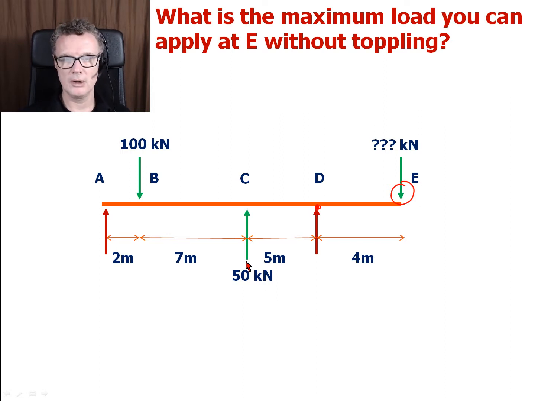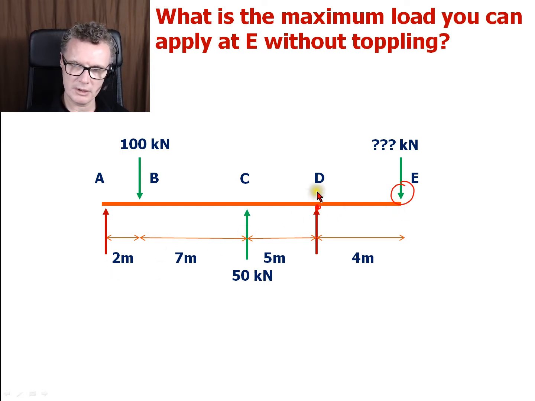So this force here could push it around and make it lift off. So there's a minimum and a maximum load that we could apply. Right. So usually it would be a case of where's your reaction going to be 0? Maximum, it would be pivoting around here. And so this reaction here would then become 0.